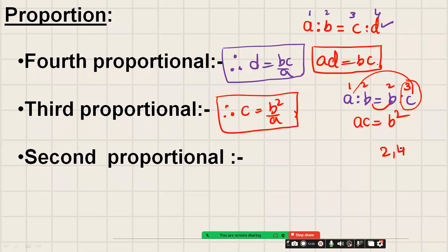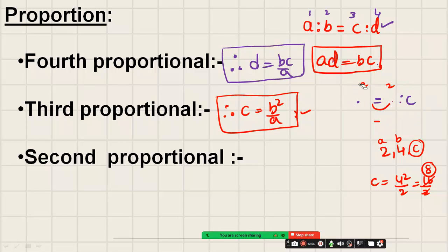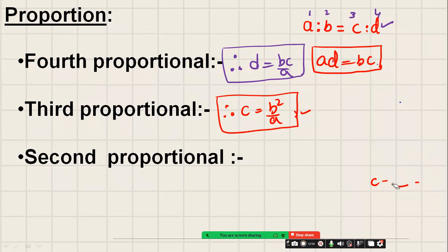Third proportion formula, C is equal to B square by A. For example, 2, 4. Find out the third proportion. They look like A, B, so C value we don't know. We have to find out the third proportion, C. So C is equal to B square by A, 4 square by 2. 4 square is 16. 16 by 2 is 8. Very good. C value is 8. But just remember, guys, only formula. Third proportion formula, C is equal to B square by A.